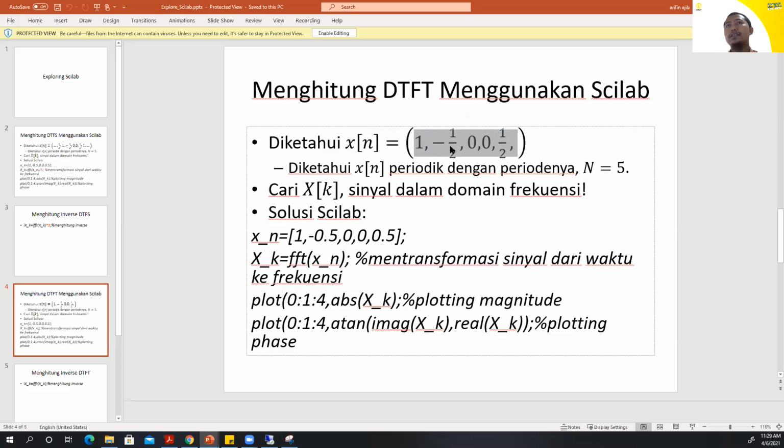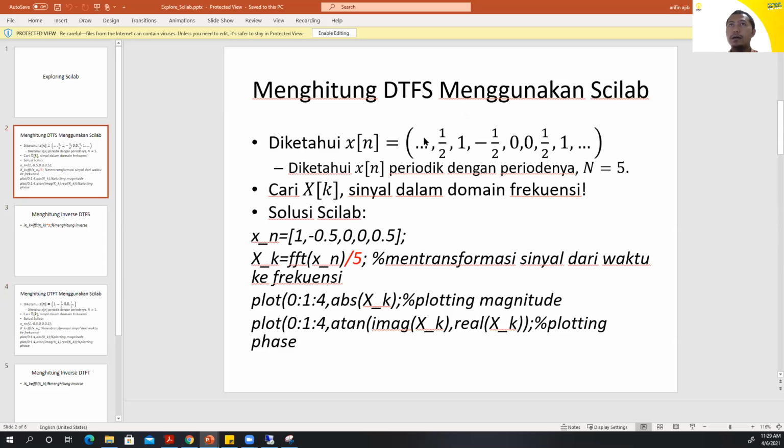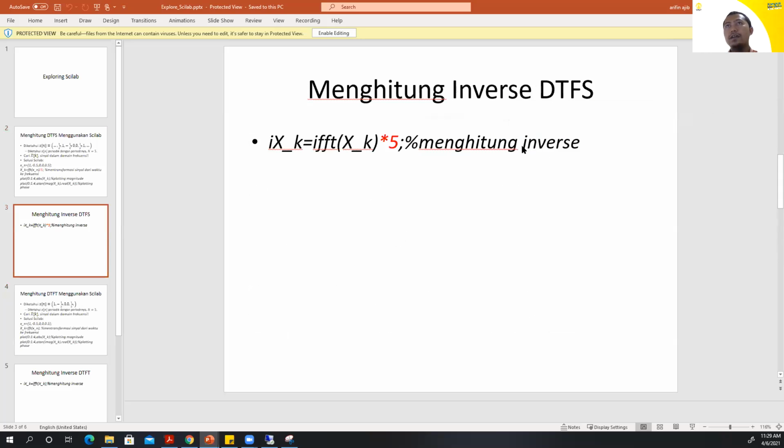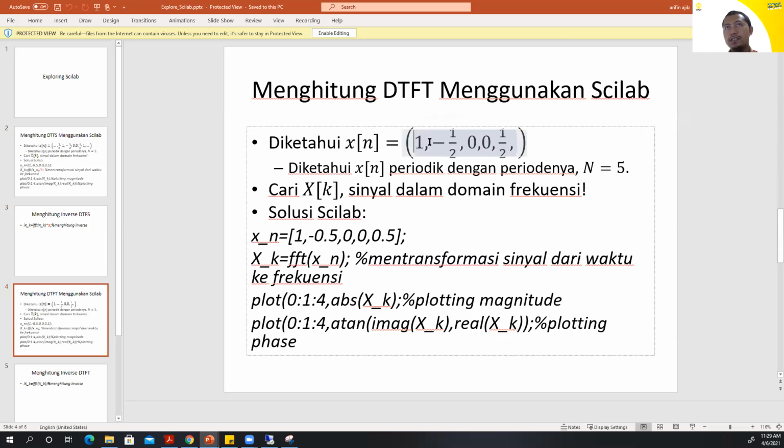Minus 1/2, 0, 0, and 1/2. And this is not periodic. Remember, this is not periodic. But if I write it like this, it is periodic, meaning in the left side there is a signal and in the right side there is a signal. But if I write it like this, it is only in this location. Any question? No.